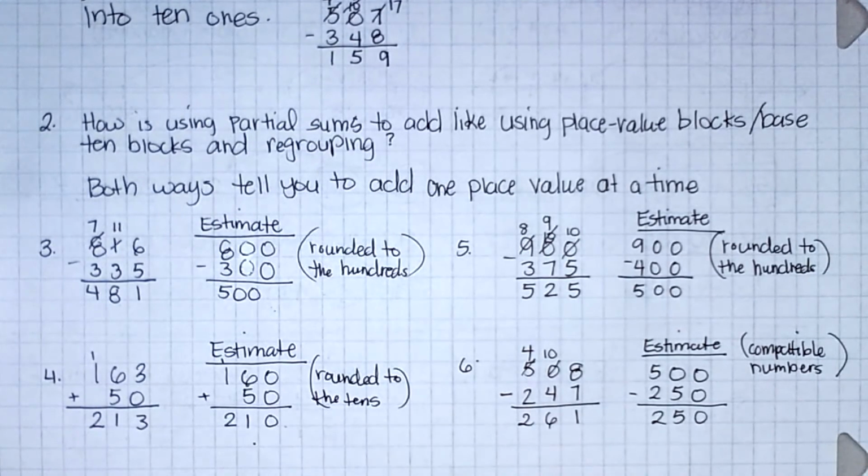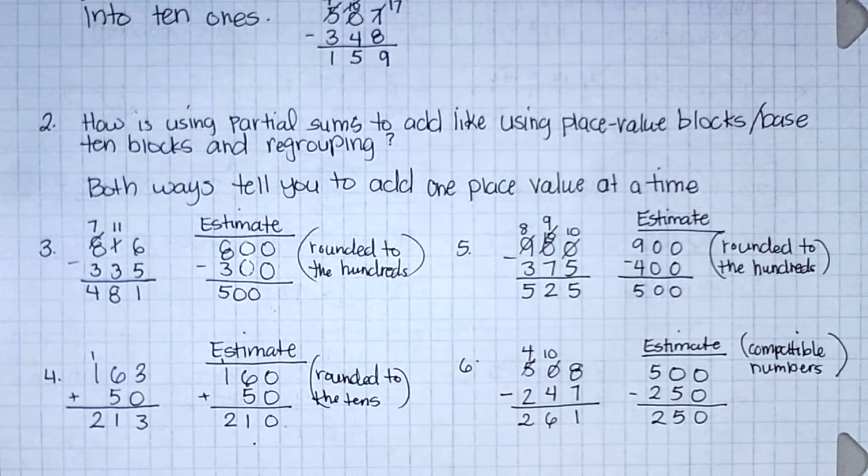And for number 6, 508 minus 247. I used compatible numbers here. I made my 508 into 500. I made my 247 into 250. 500 take away 250 is 250. And then I started to subtract. 8 take away 7 is 1.